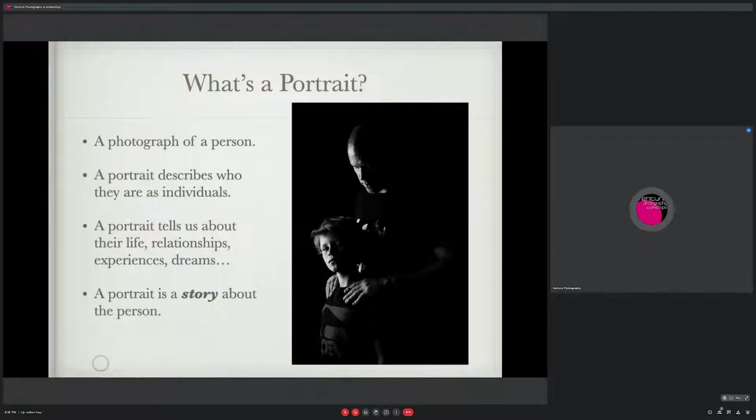Or if we are setting up a narrative portrait where we are making a make-believe scenario, then basically the portrait tells us something about the character that a person is playing or representing, in the way in which an actor would play a character in a movie. So when we do a portrait of a character, we're basically trying to encapsulate the character that the portrait sitter is portraying or representing. A portrait can usually tell us something about their life, their relationships, experiences, their dreams. And at the end of the day, I think a portrait is about a story about a person.